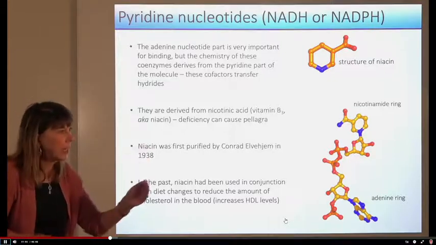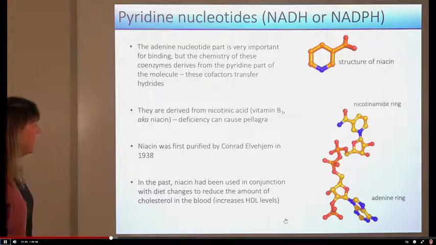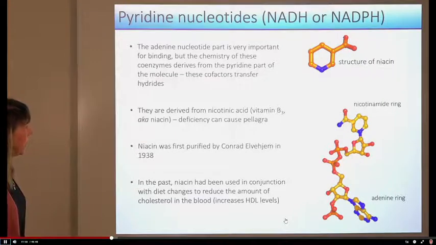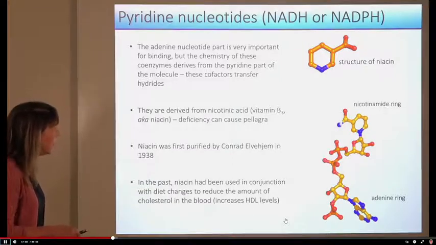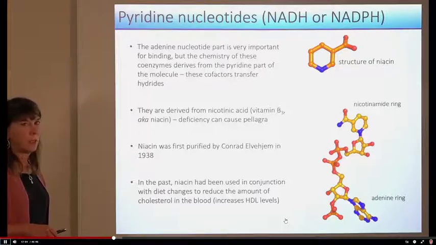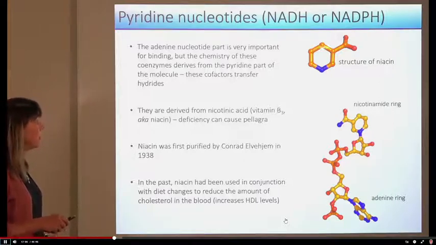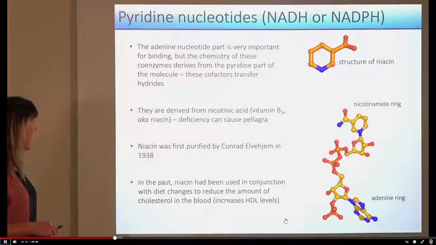Now when the hydride leaves, remember you have the Re and Si face that we talked about. In this case, the nicotinamide ring, if we're looking at it, it's the Si face because we're going in the counterclockwise direction. Now, the adenine nucleotide part is very important for binding, but it's this part right here that's important, the business end. That's where the hydride gets transferred. And where does this come from? This is niacin. This is a vitamin that you take. It's vitamin B3. All right? It's also known as niacin.